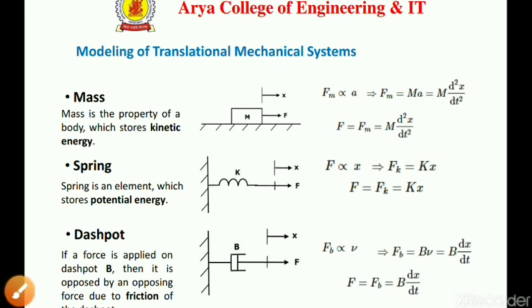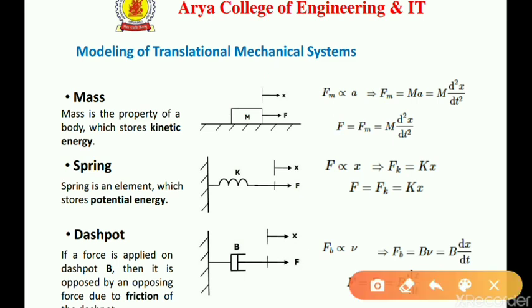Okay, so according to the second law of Newton, the force that opposes the applied force, that is Fm, is directly proportional to the acceleration of the body. So Fm is directly proportional to a. That is, Fm equals m a, where m is the mass of the body, a is acceleration, and Fm is the force due to the mass. So we got the equation Fm equals m d square x upon dt square, that is in the form of displacement.